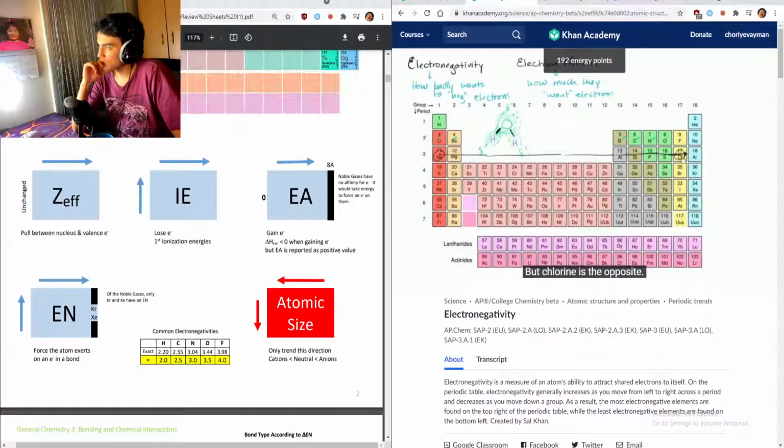But chlorine is the opposite. It's only one away from completing its shell. The last thing it wants to do is give away an electron. It wants an electron really, really badly.